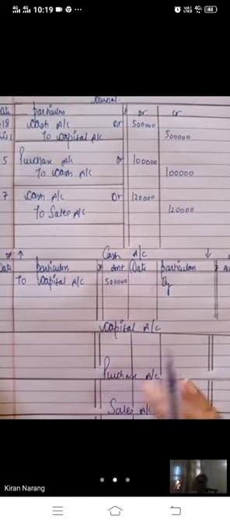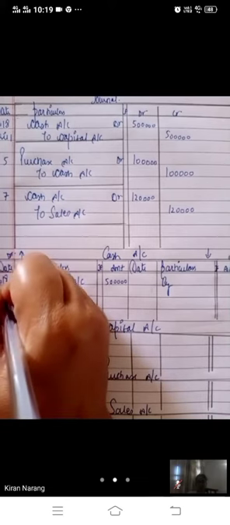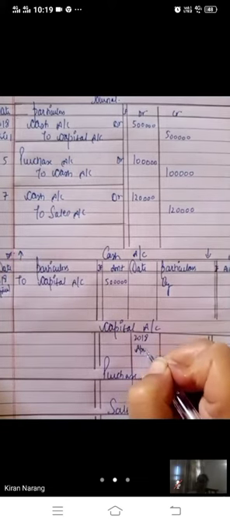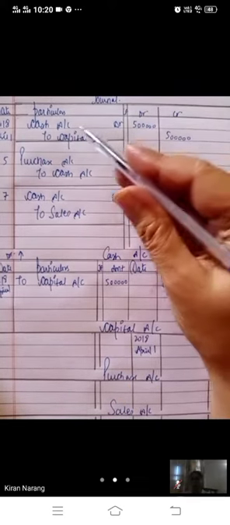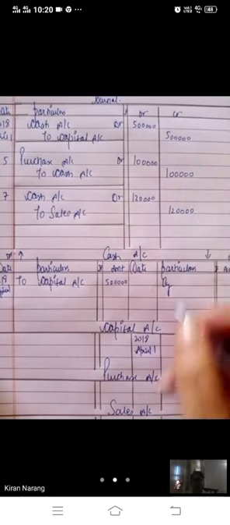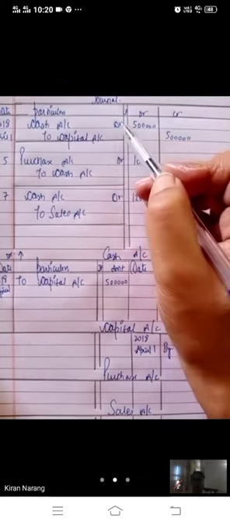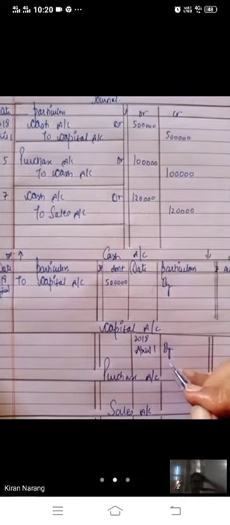Now capital account we will make. 2018 April 1. Now bache, in the journal entry, cash account is credited. So we will write on the credit side. If the account is debited, we will write on the debit side. If the account is credited, we will write on the credit side. The side should be the same.